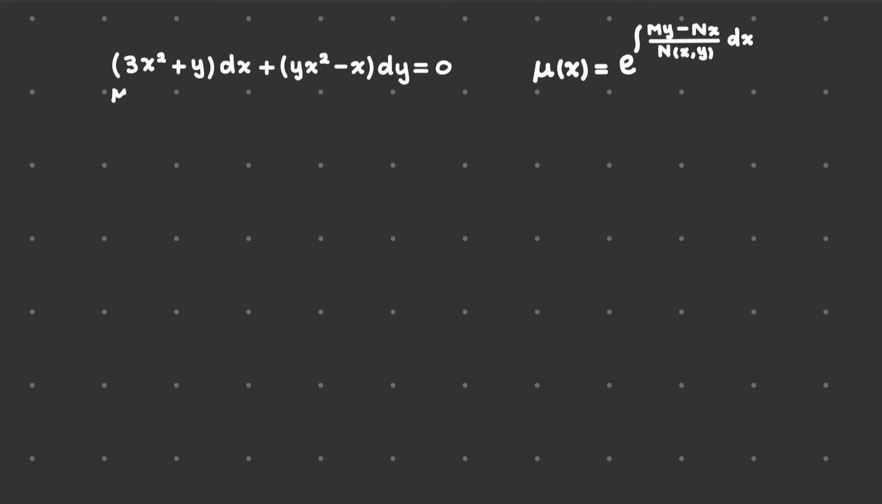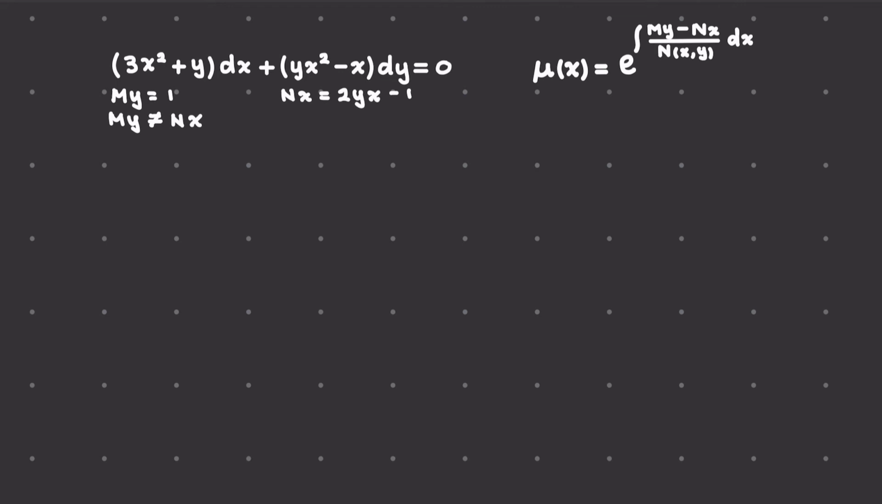First, taking the partial derivative of f with respect to y on the left-hand side gives us 1. And on the right-hand side, take the partial derivative of f with respect to x, which equals 2yx − 1. And here we can see that My is not equal to Nx, so this is a non-exact differential equation, or to be more precise, this is an almost exact differential equation.